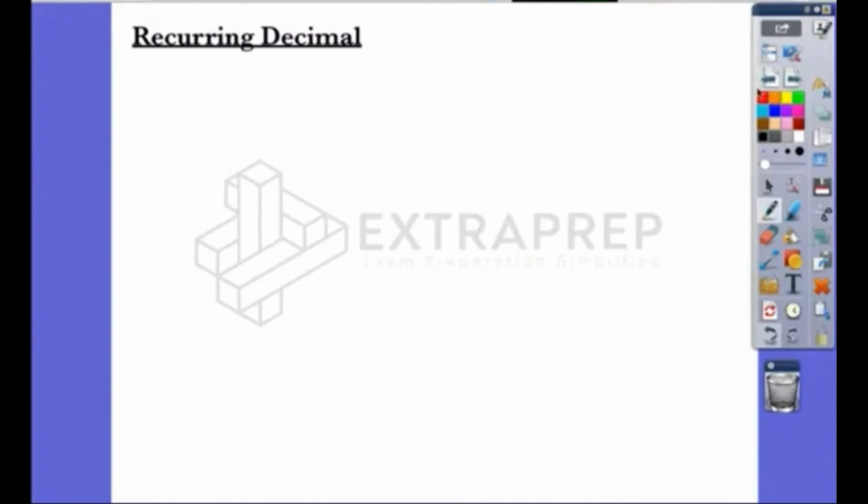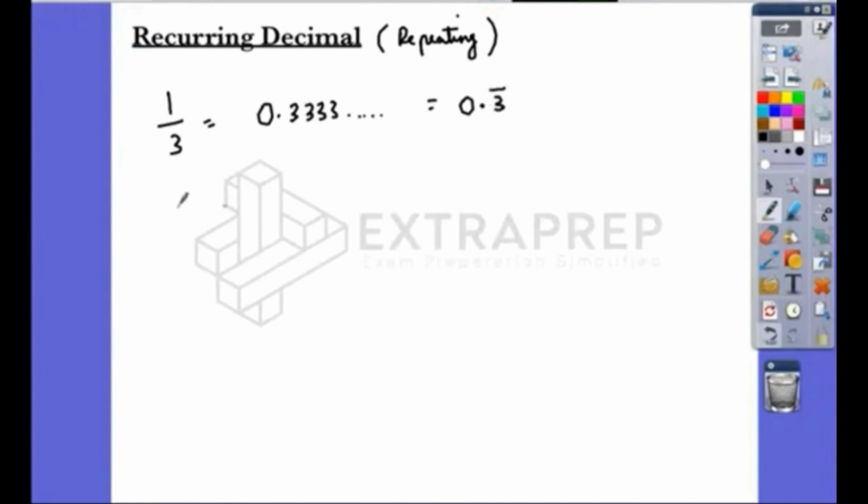Clear? Recurring decimal. See, what is the value of 1 by 3? Recurring is nothing but repeating. What's the value of 1 by 3? 0.3333 and so on, which is denoted as 0.3 bar. What's the value of 1 by 6? That's 0.1666 and so on, which is denoted as 0.16 bar, with the bar only on 6, because that's the only thing which is being repeated.